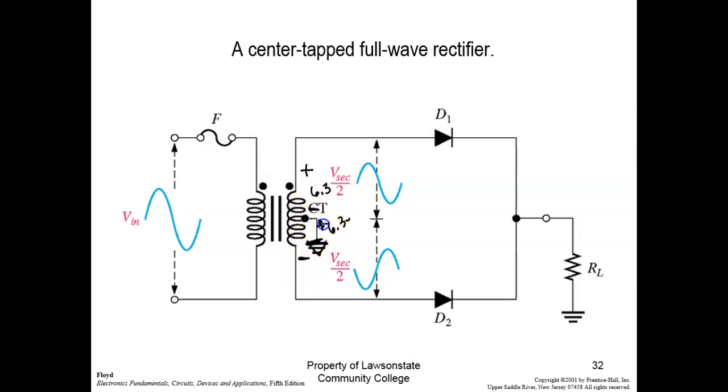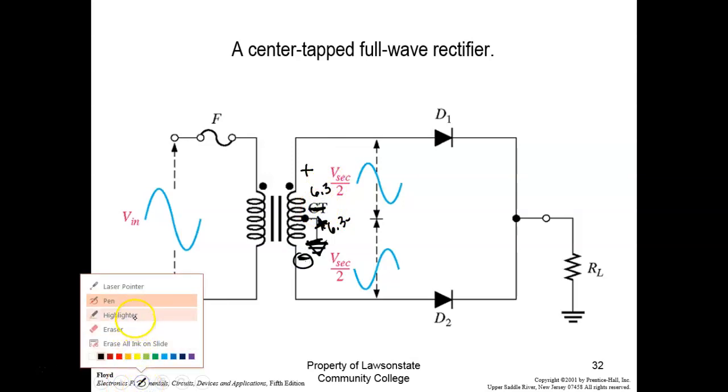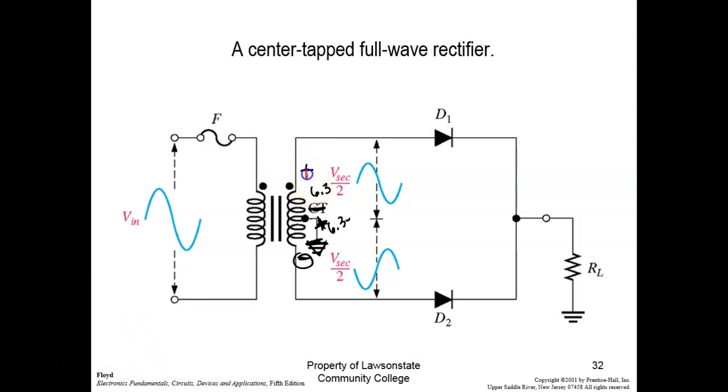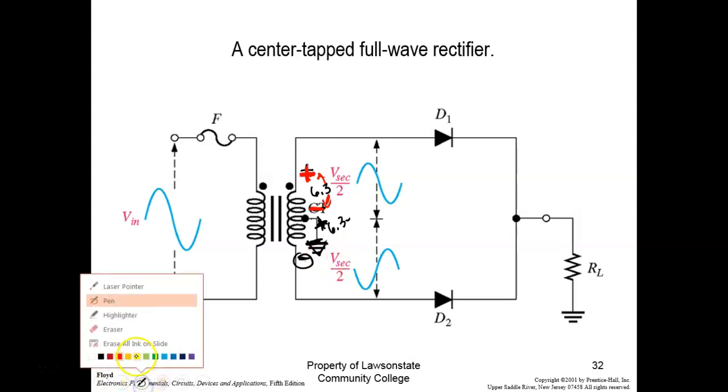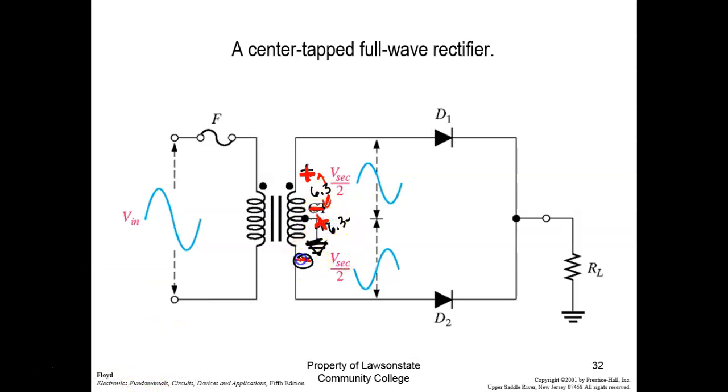Here's my minus, so this has to be plus in respect to this, and then this has to be minus in respect to that. Let me do a different color since the black is blending in. So if this right here is plus, then this right here has to be minus in respect to this, right? Y'all understand? Yes or no? And if this is plus, this is going to be minus in respect to that.